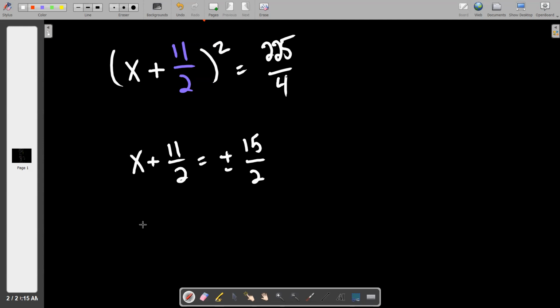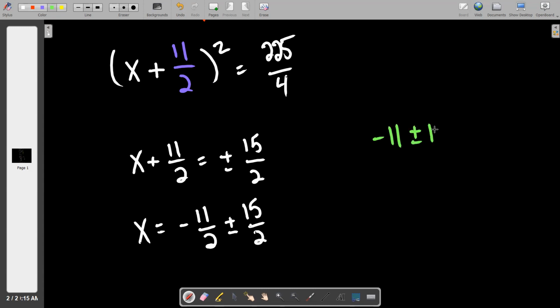So here it goes. Move the 11 halves, and let's look at it as what it is. It's negative 11 halves plus or minus 15 halves. Now, you can do this one of two ways, and I don't care. I'm going to let you choose. I'm going to be bossy. Method number 1 is to put the fractions together. If you find that easy, at the end of the day, it's the same thing. Some people will do what I'm writing in green. Some people will take the negative 11 and the plus or minus 15 and put it all on top of a 2, and then they'll work out their pathways like that.